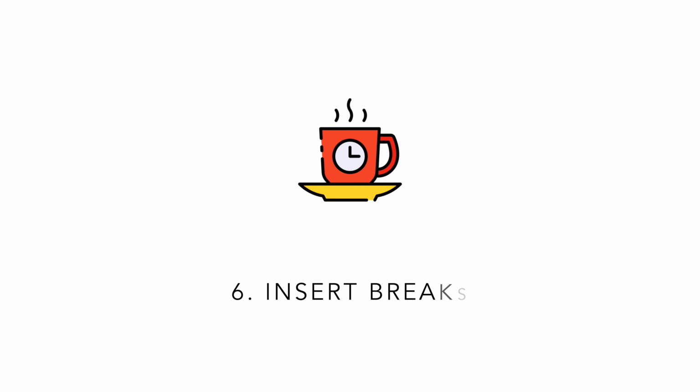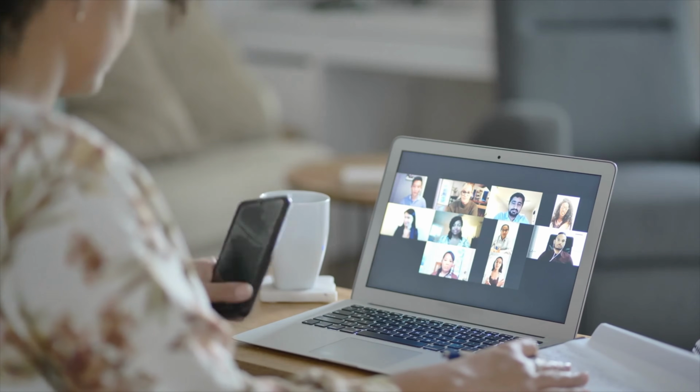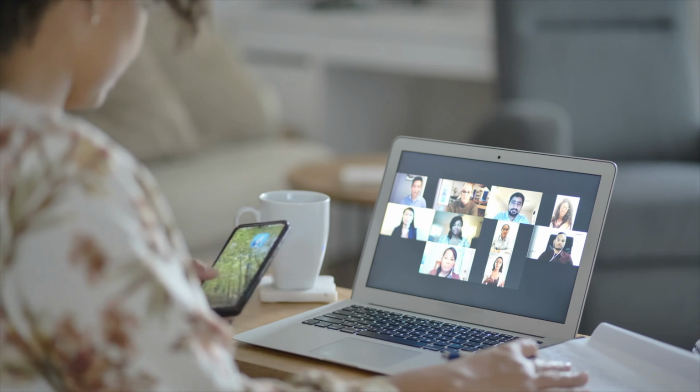Number 6, insert breaks. Long meetings call for breaks, and in online collaborations where there are no visual cues, it is difficult to guess when to take a break. For this reason, online collaborations demand some sort of a structure. So either set a 10 to 15-minute break in the middle of a longer meeting, or if you sense that the group has become dull, you can ask if someone wants to take a break. Surprisingly enough, what you will find is that the answer to this question is always a unanimous yes.